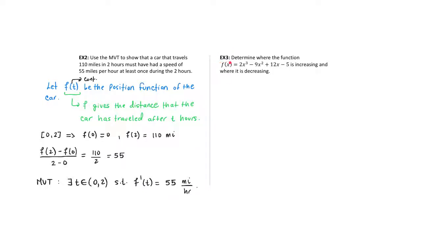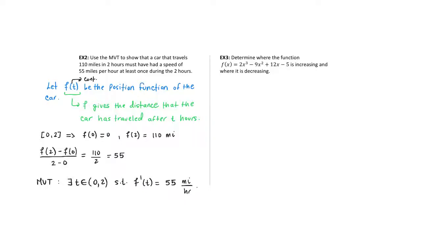In example 3, we have to determine where the function f of x is increasing and where it is decreasing. Here it is a matter of remembering your theorems. If a function is differentiable in an open interval a, b, and if the derivative is greater than 0, the function is increasing. If the derivative is less than 0, the function is decreasing.